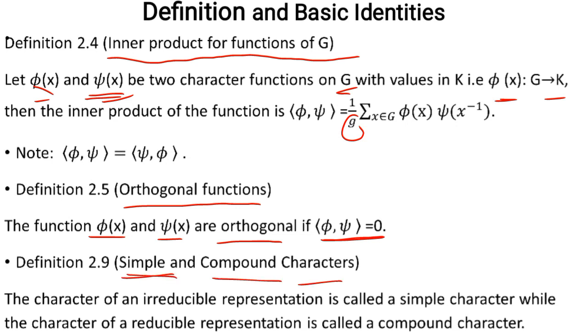The next you need to know is what we call simple and compound characters. When do we have simple characters? The character of an irreducible representation is called a simple character, while the character of a reducible representation is called a compound character. Irreducible, simple. Reducible, compound. So if it is that of an irreducible representation, we say it is simple. If it is reducible, we say it is a compound character, okay? Now you know what a character is. It's simply the sum of the diagonal of the given matrix representation, okay?